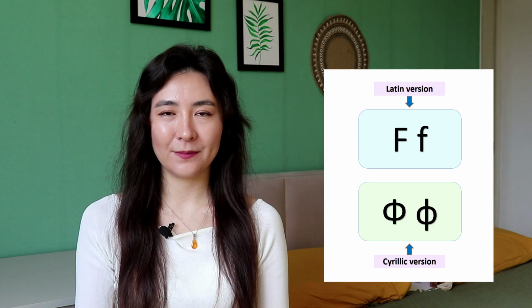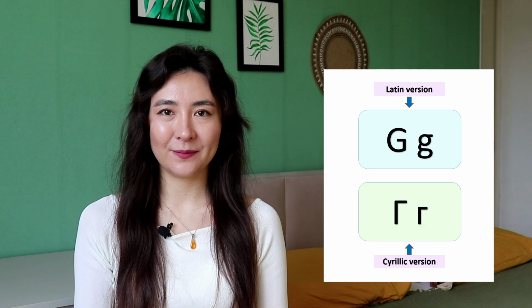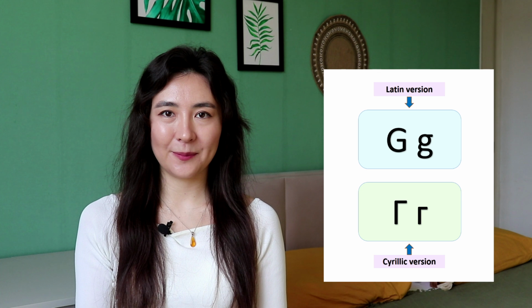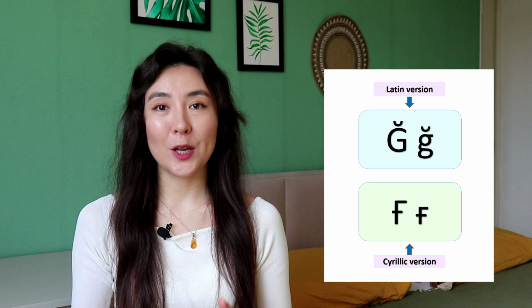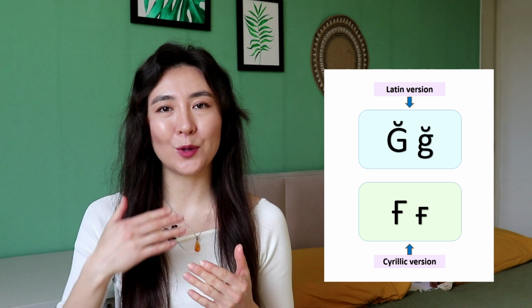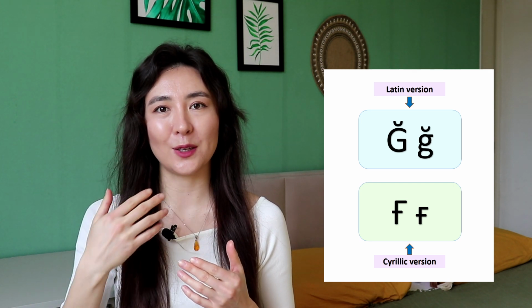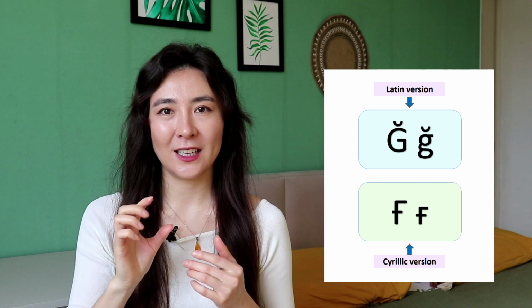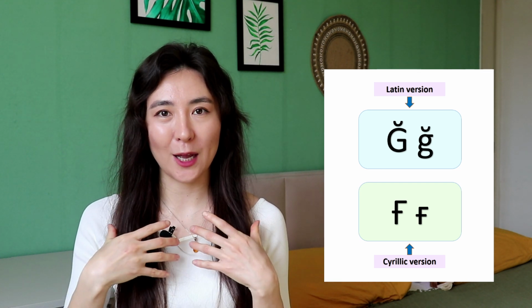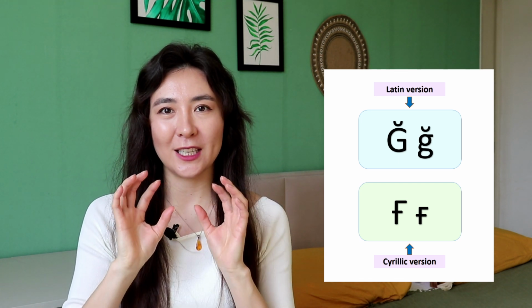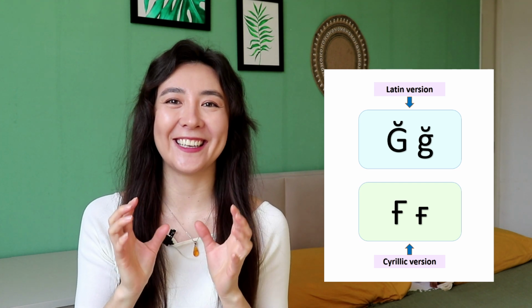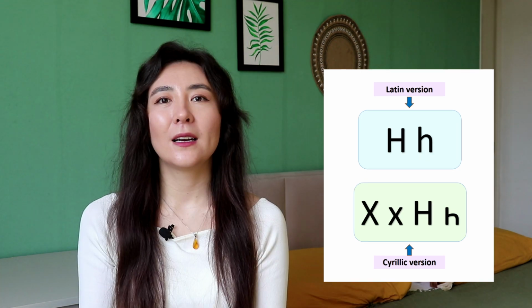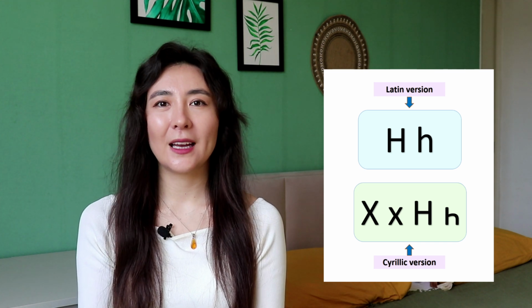F, F. G, G. R. When you pronounce R, you try to pronounce it with your throat. So it's R. The sound comes from your lung and it has some problem in your throat. So R, R. H, H.